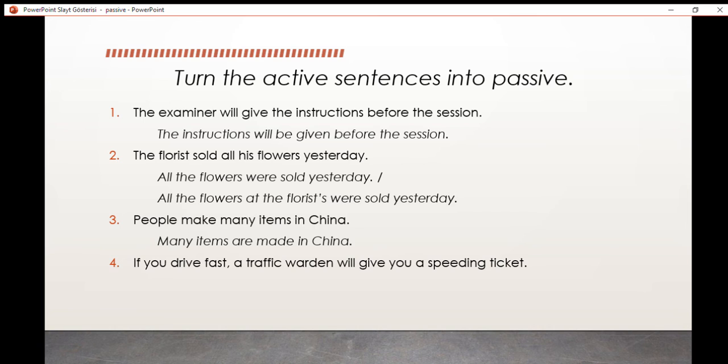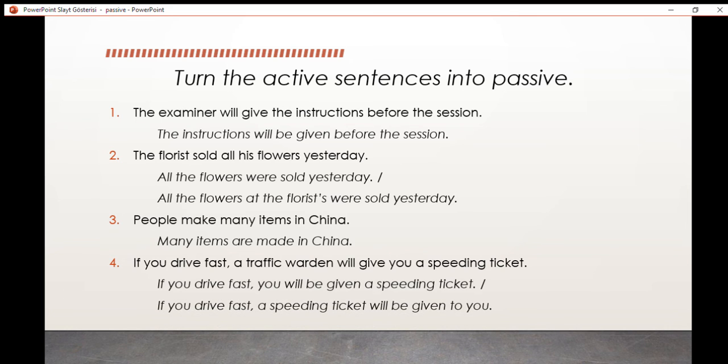If you drive fast, a traffic warden will give you a speeding ticket. Now, give is a good verb, it's a good action. It can take 2 objects. And in this sentence, it did take 2 objects. Look. If you drive fast, you'll be given a speeding ticket, because you is one of the objects. The other object is a speeding ticket. If you drive fast, a speeding ticket will be given to you.